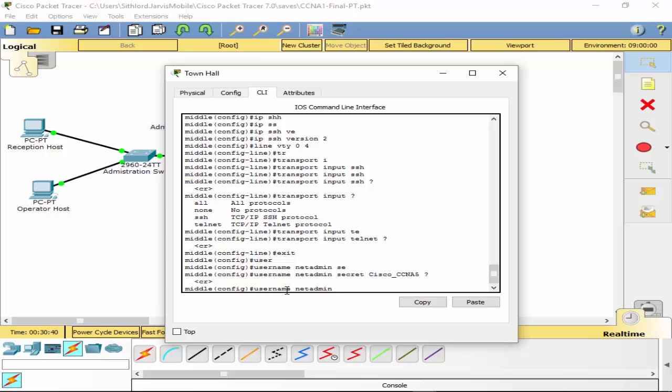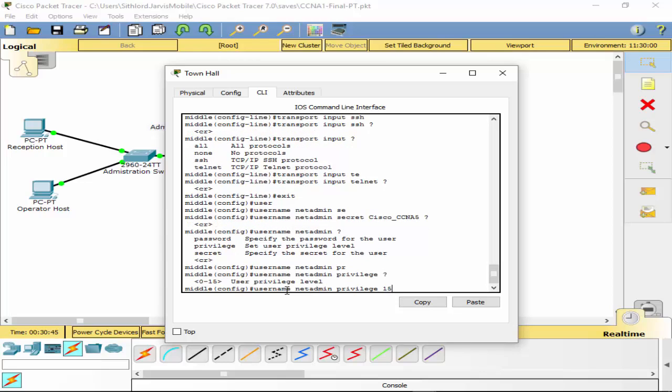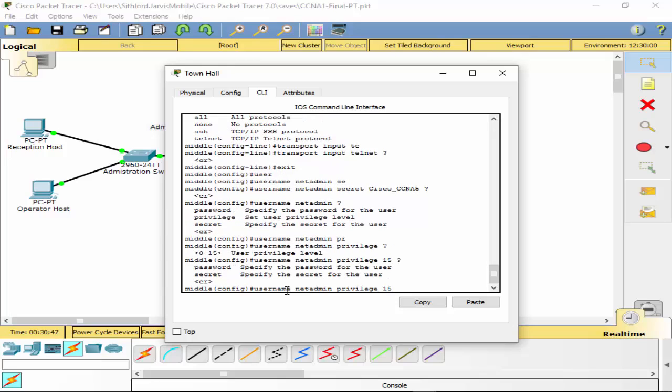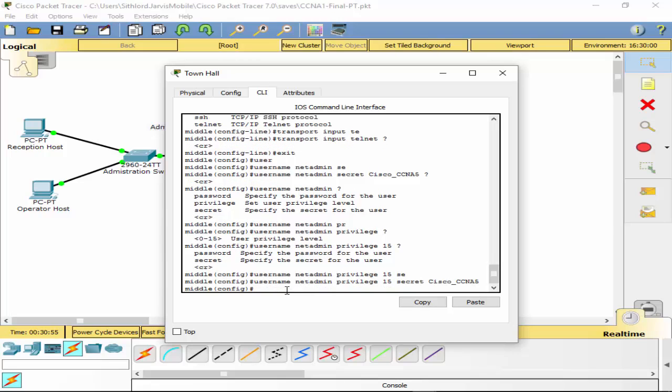So we're going to actually do something else here. Netadmin privilege. Highest is 15. And we're going to say secret Cisco_CCNA5. Alright, so that gives us our privilege and gives us our local user.